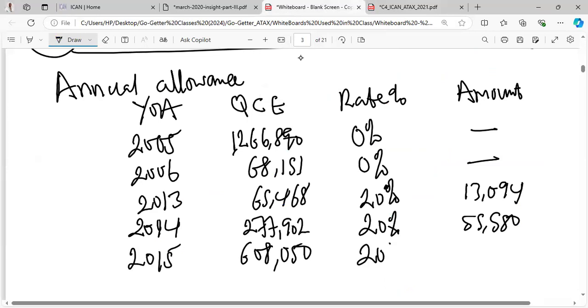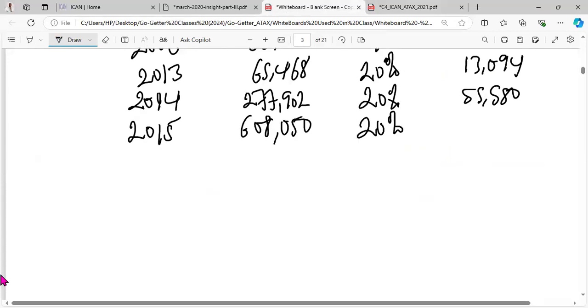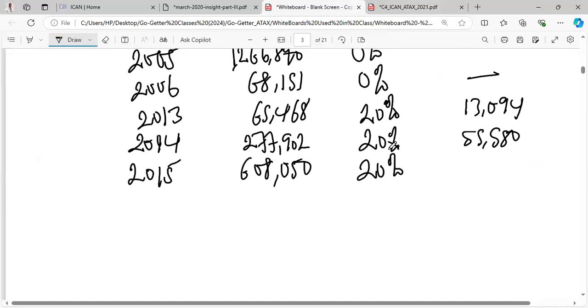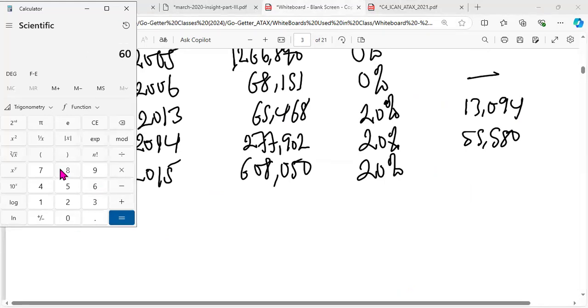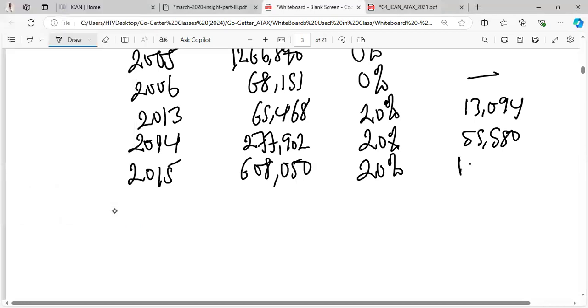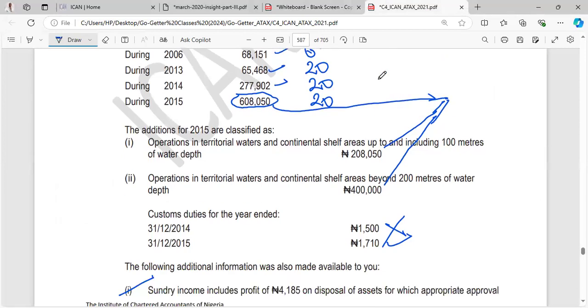Of course, it's 20%. Okay, so what do we do? 608050 times 20%, that's 121,610. So this is your normal capital allowance.